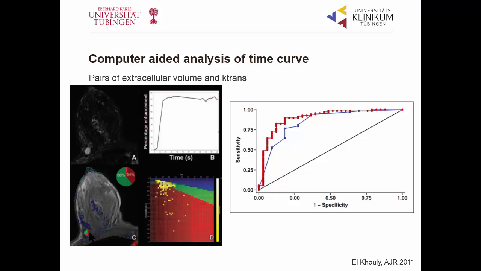They did a pixel-based analysis, and they could see that although there's a plateau curve, there are a couple of, 30% of voxels with a malignant curve, and this computer-aided analysis led to a strong increase of diagnostic accuracy compared to a more qualitative approach.